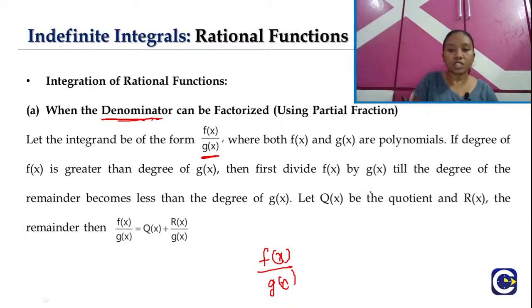Here, if the degree of f of x is greater than the degree of g of x, then first divide f of x by g of x till the degree of the remainder is smaller. So we know the division, basically division of polynomials. When our denominator can be factorized, we will use our basic division of polynomials, and then write it in such a way that q of x plus r of x by g of x, where q of x is the quotient, r of x is the remainder, and g of x is our given divisor.